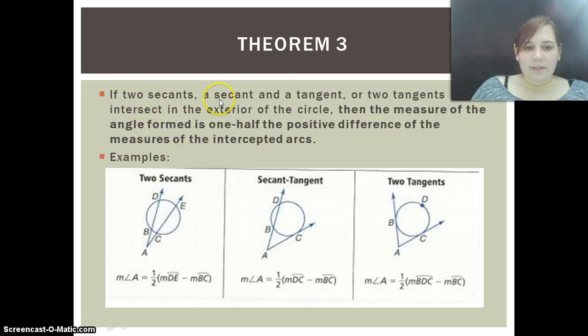Theorem 3. If two secants, a secant and a tangent, or two tangents intersect in the exterior of the circle, then the measure of the angle formed is 1/2 the positive difference of measures of the intersected arcs. So here in our examples, you can see that the angles are outside of the circle. So you take 1/2 of the positive difference of the intercepted arcs. So in our two secants, we take 1/2 of this arc right here minus this arc right here. And again over here we take our upper arc minus our lower arc.